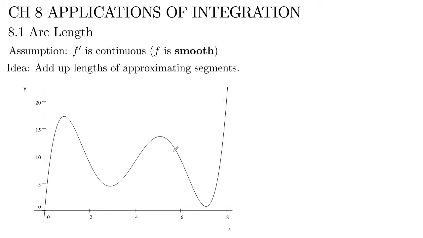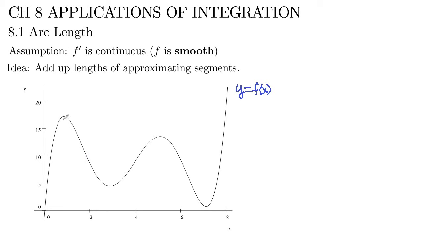Here's our curve, y equals f of x. Notice that this curve is nice and smooth. It doesn't have any sharp corners on it, no cusps. Saying that the graph of f is smooth is saying f prime is continuous, so no abrupt changes in values of f prime. The way we're going to do this is add up the lengths of approximating segments.